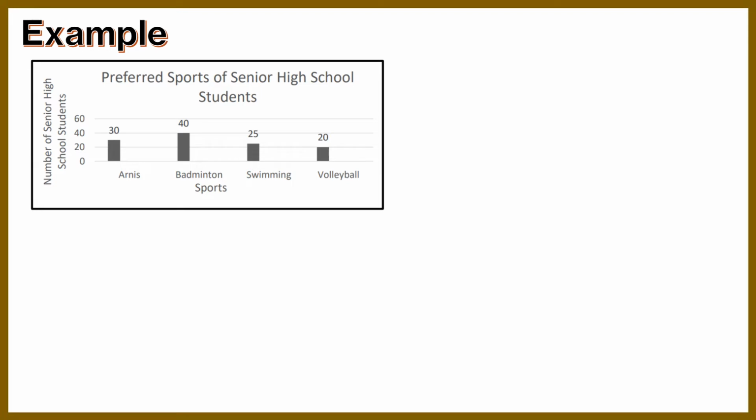So for example, Arnie is 30. So sa 30 is in between of 20 and 40. Then badminton is 40, and 25 is also in between of 20 to 40. So yung distance pala nila is 20. So ulitin natin, ang distance nila ng scale ay 20. Sundan natin sa pagitan, dapat nakalagay pa rin yung kanilang mga value sa bawat bar para makita natin yung exact value ng bawat category.